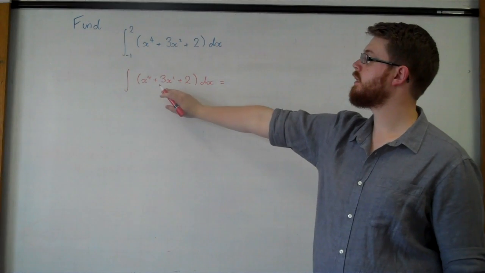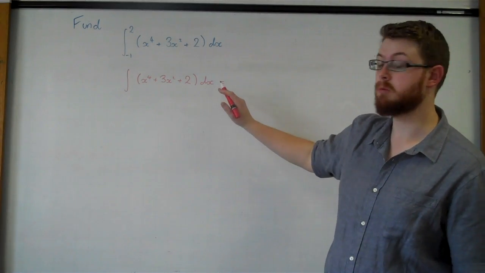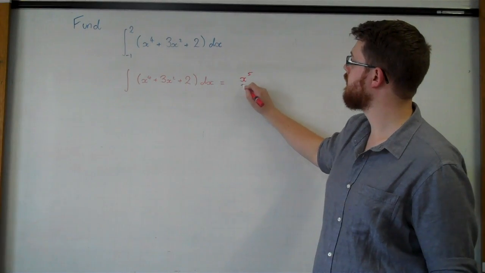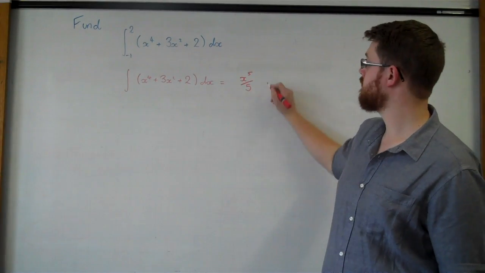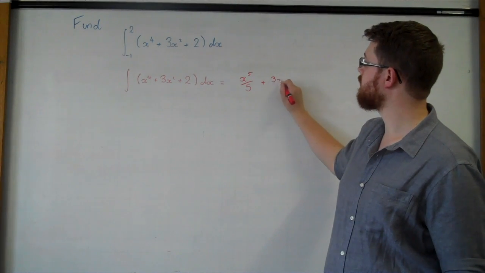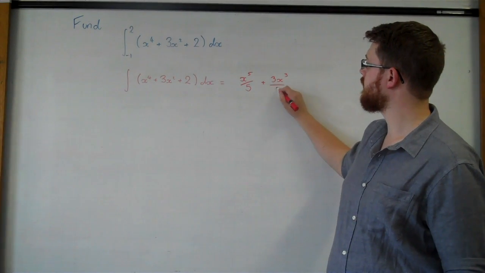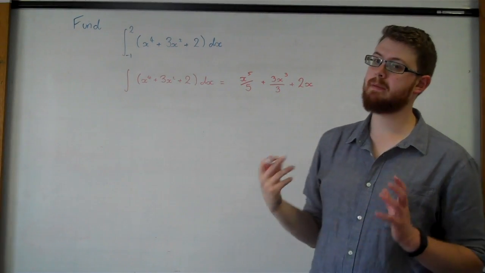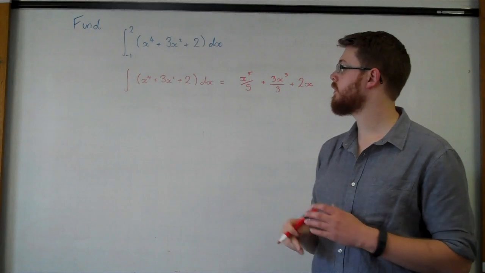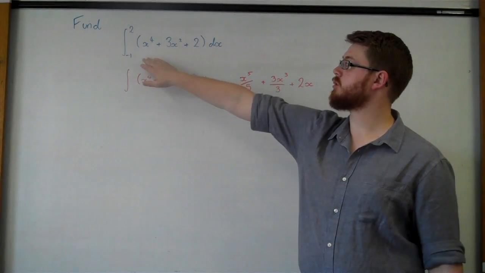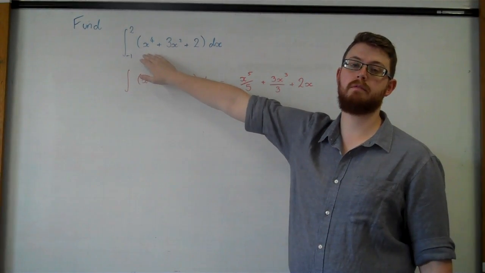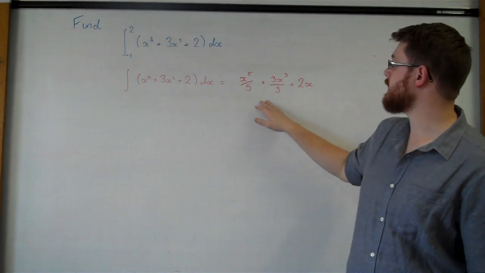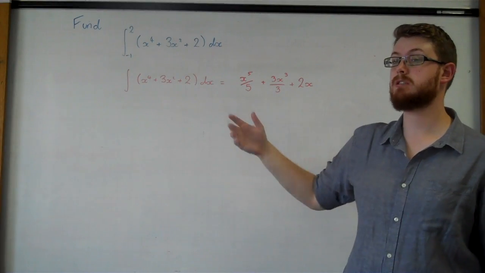So, let's integrate as we normally do. Increase the power by 1, divide by the new power. Increase the power by 1, divide by the new power, and so on. Now, the main difference is that this one has got numbers on the integral side. You've got the limits.